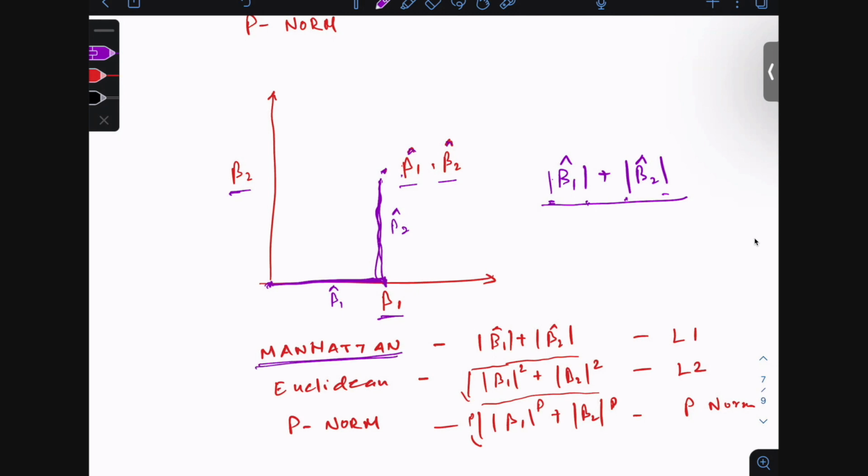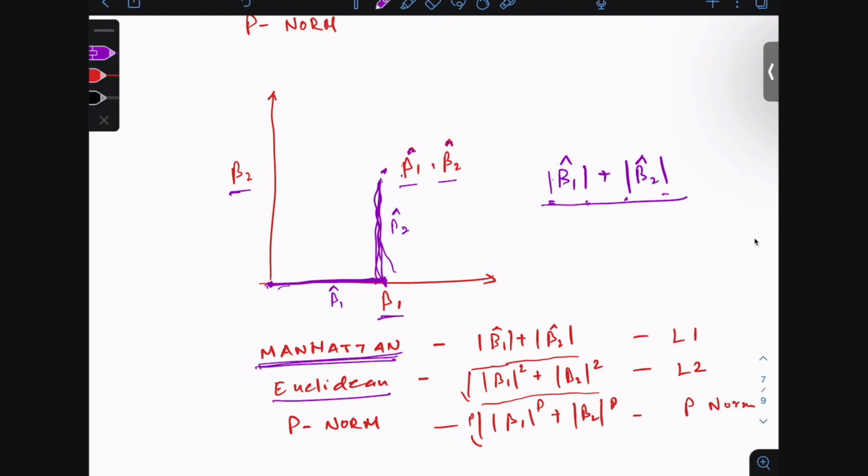Why is it called Manhattan? Because in Manhattan city there are blocks, and the roads are all perpendicular to each other. So if you have to travel by car or taxi, it will only go in this direction and this direction. Sorry, let me just erase this. Like in any city, you go in the perpendicular directions, from one street to another street, one block to another block, avenues and all. That's why it is called Manhattan.